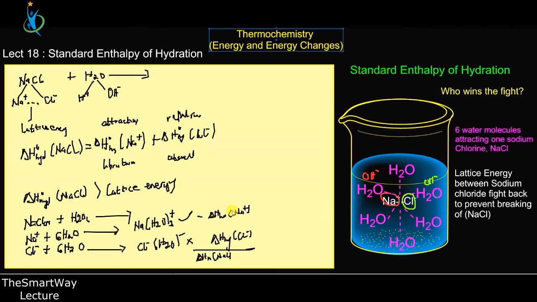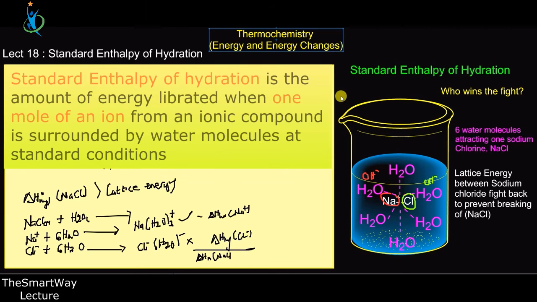Now when the sum of the individual hydrations of the cation and the anions are bigger than the lattice energy, then the sodium chloride will break. So when we say hydration energy, it is the amount of energy liberated when 1 mole, you can see from here that I've indicated 1 mole, of an ion from an ionic compound is surrounded by what? Water molecules.